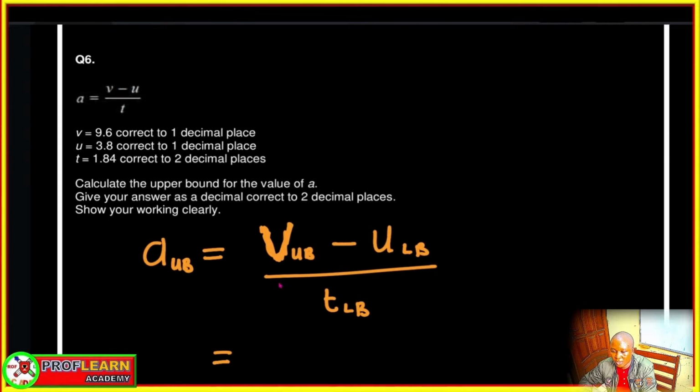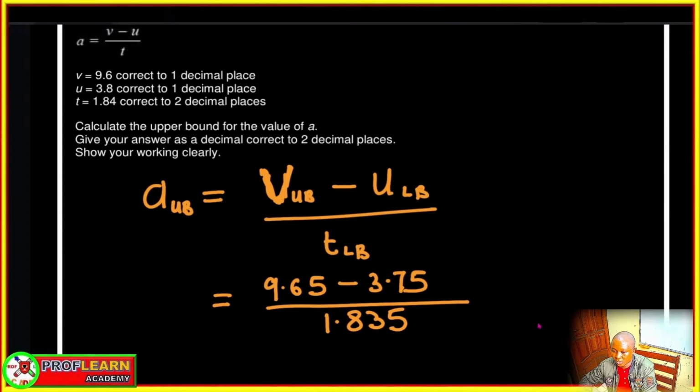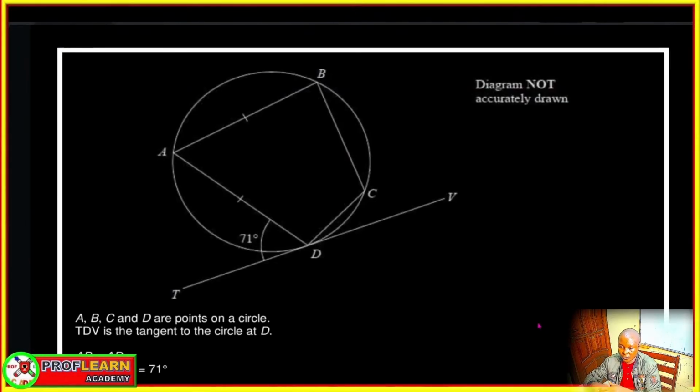If we substitute everything that we have into the formula, the upper bound of v is going to be 9.65. The lower bound of u is going to be 3.75. And the lower bound of t is going to be 835. So if you work it out, you are going to get your answer being equivalent to 3.22. So for sure, we must have a question on upper bounds.